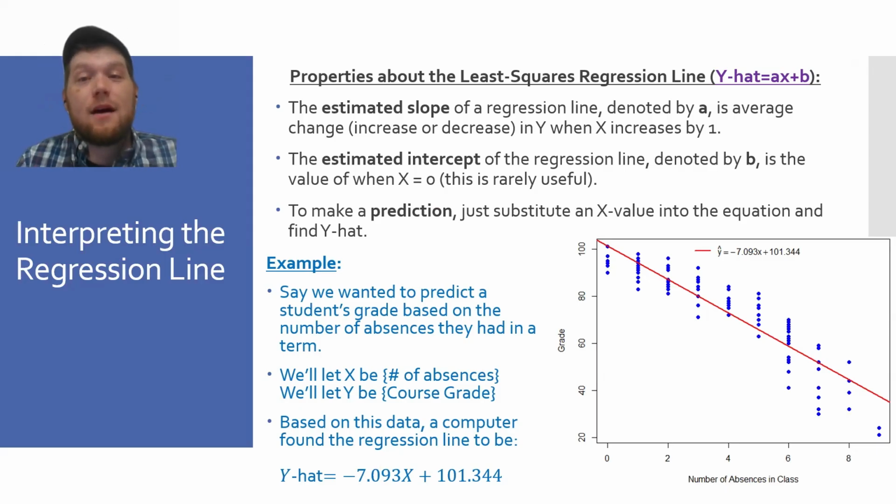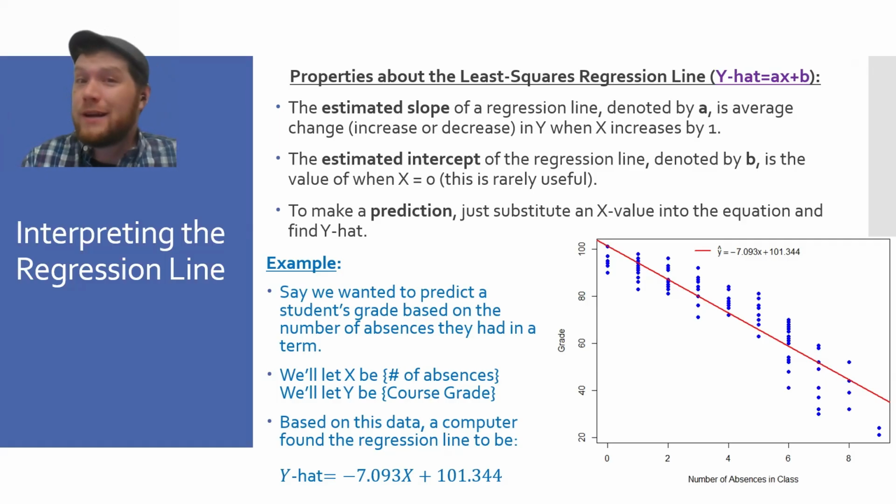The estimated intercept of the regression line, usually b in this case, is the value of y when x is 0. It's where the line crosses the y-axis. It's not very useful typically, and the real reason I don't talk about it too much is that when you're dealing with your data, you really want to stay within the range of x's that you have. Often you don't have x values near 0, so that's where it's not as useful. To make predictions, you just substitute an x value into the equation to find y hat.